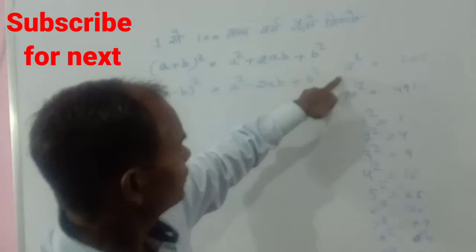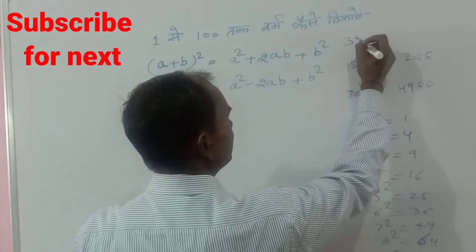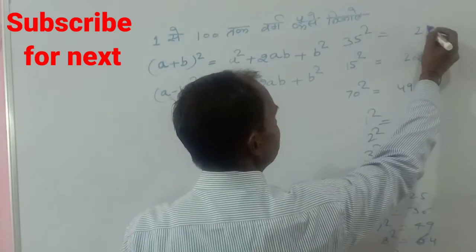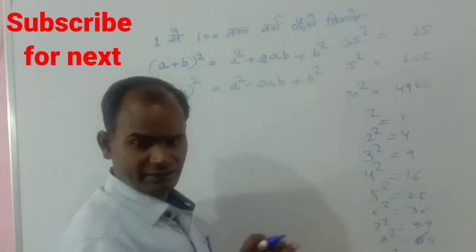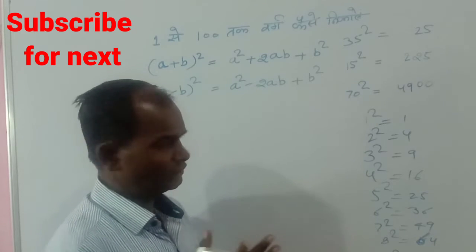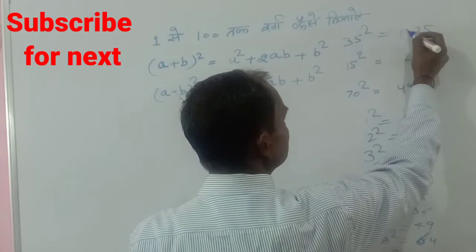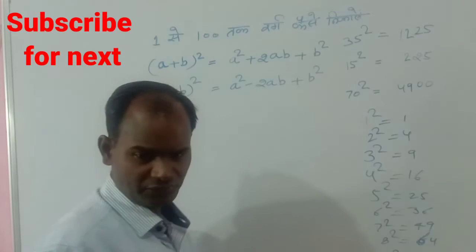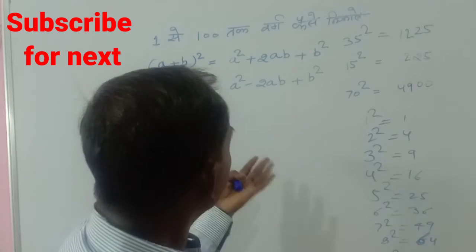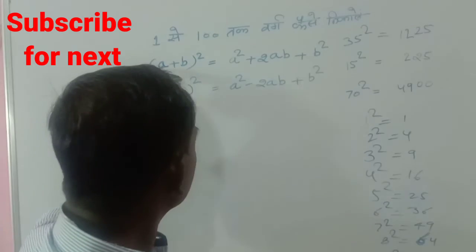Now you want to know what is the 35 square? 35 square. So 5 5 are 25 and 3, the next number is 4. So 3 multiplied by 4, how much? 3 4 are 12. So the answer is 1225. Now you can calculate any number up to 100. You can easily calculate by using this formula.